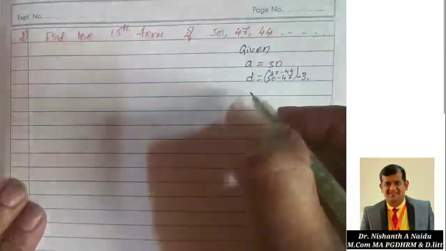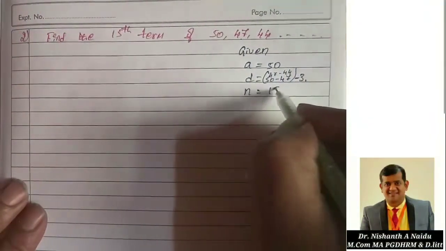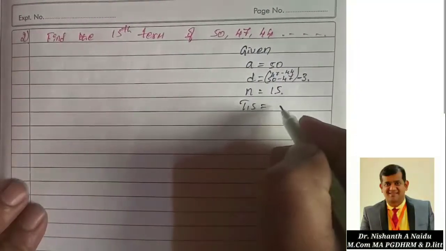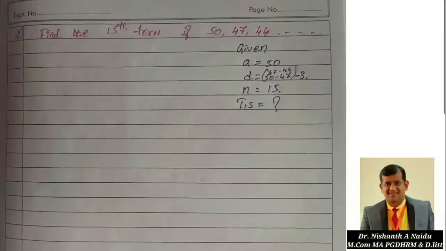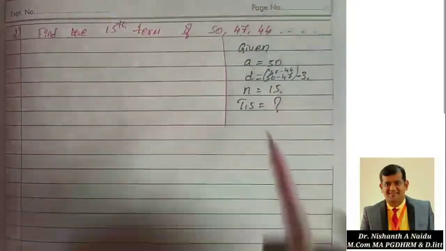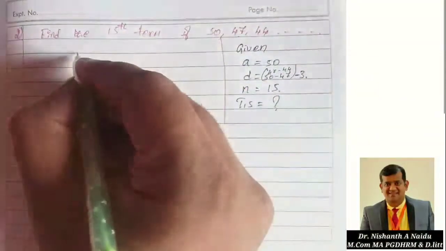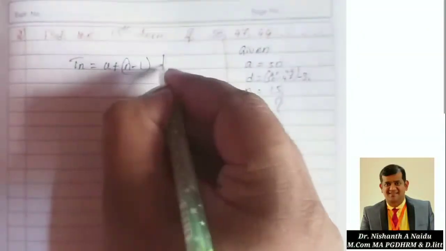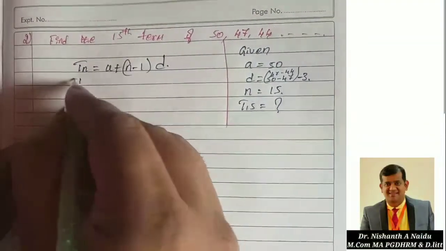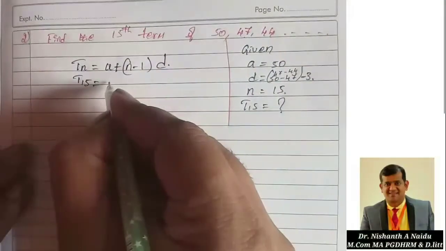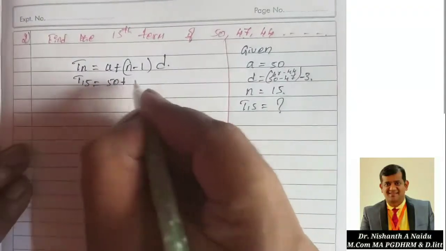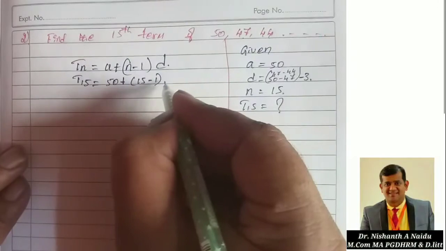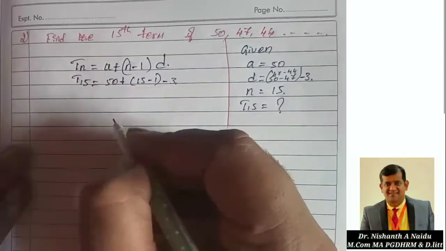Then n equals 15, so we have to find the 15th term. T15 equals question mark. This we have to identify. As we have done in the first problem, you have to do the same way. So let us take the formula: tn equals a plus n minus 1 into d. So t15 equals the a value 50 plus n is 15 minus 1 into d, that is minus 3. Okay.